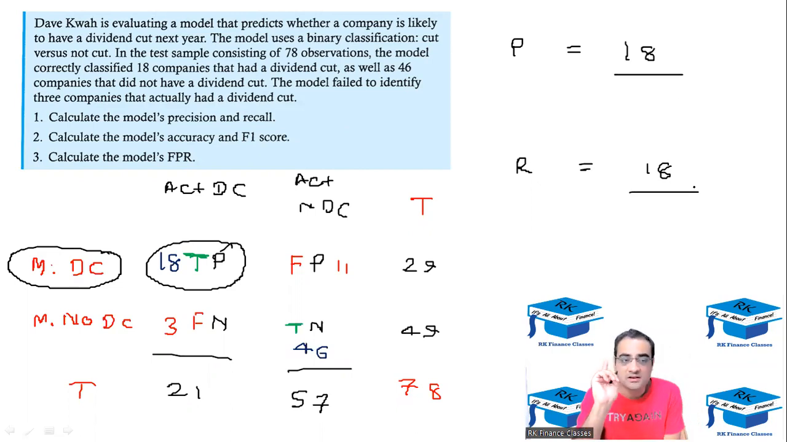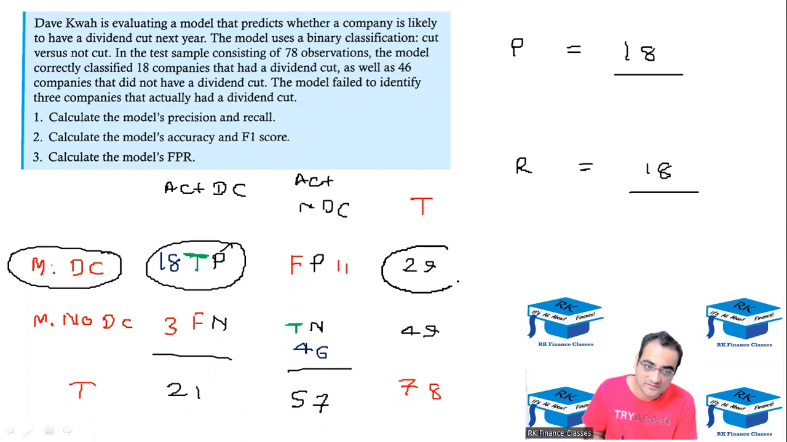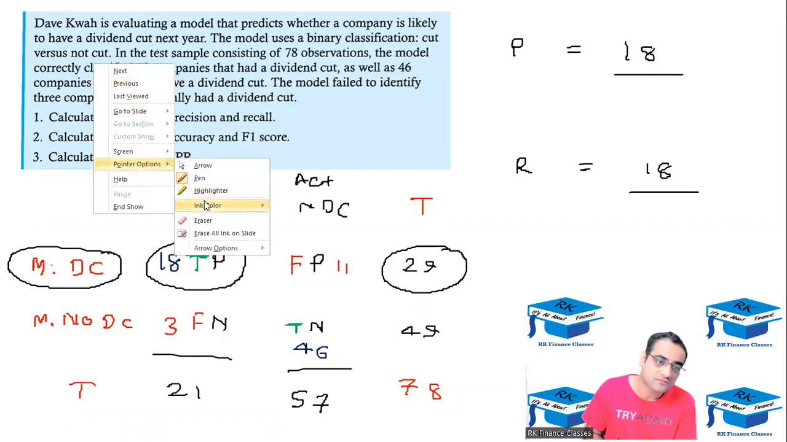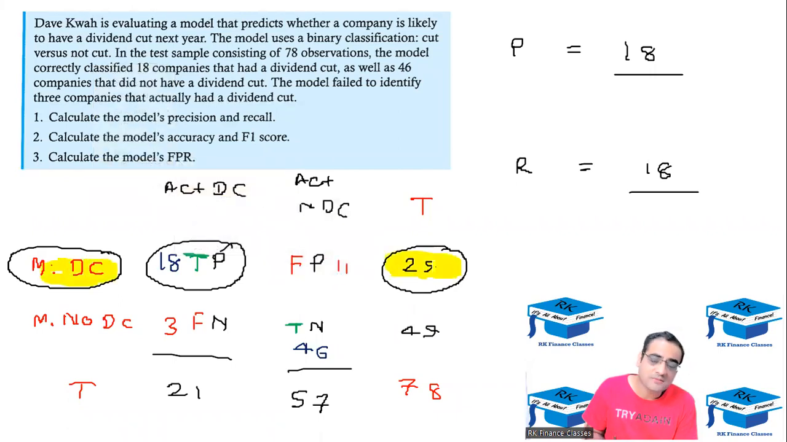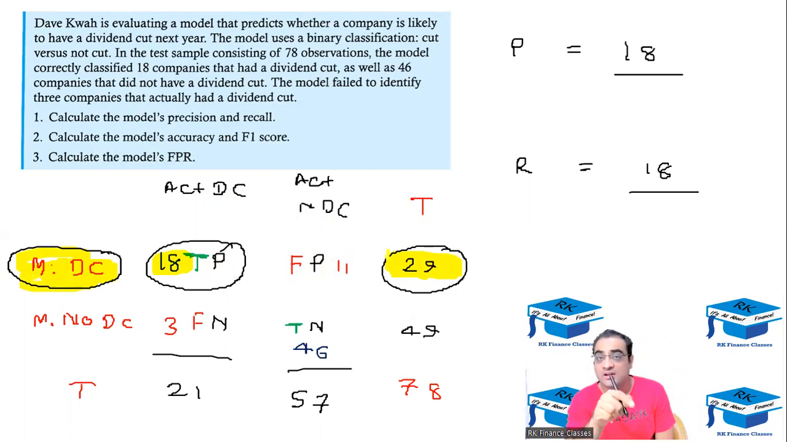In precision, what is covered is that these 18 correctly identified dividend cuts were out of this 29. The model made a total of 29 predictions of dividend cuts, that there will be 29 companies going to have a dividend cut, but out of which the model was right only 18 times. So the model's precision is 18 out of 29, because the model said 29 companies will have a dividend cut, but in reality only 18 companies did. So this 11 out of 29 was a type 1 error. Remember, I had mentioned that false positive is type 1 error.